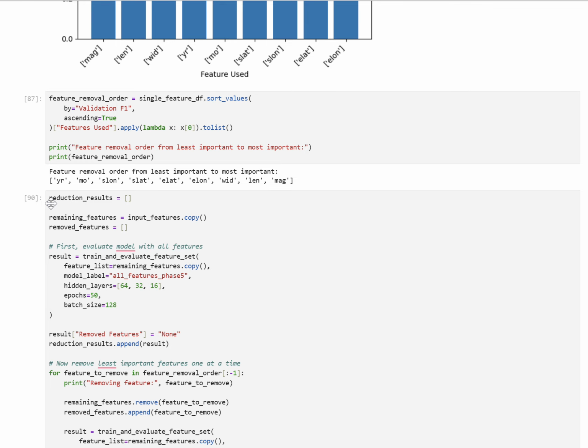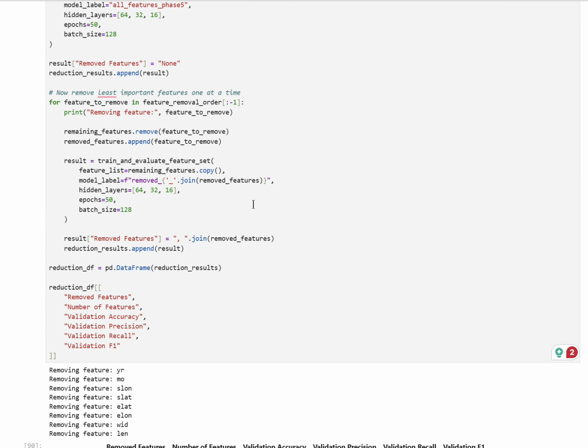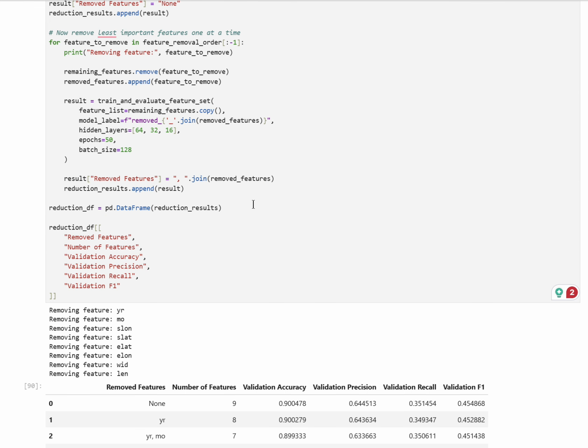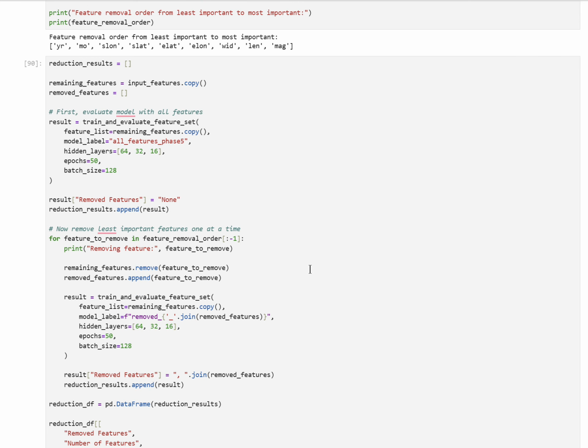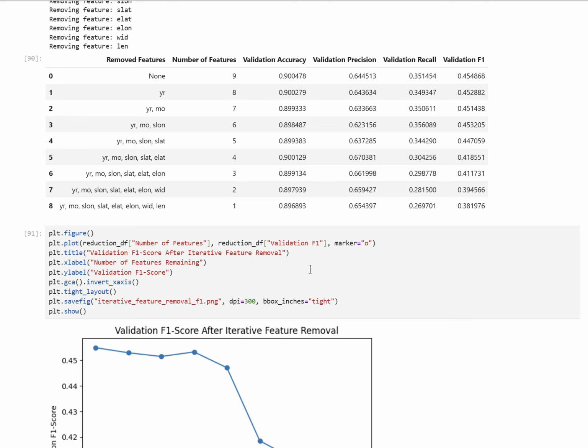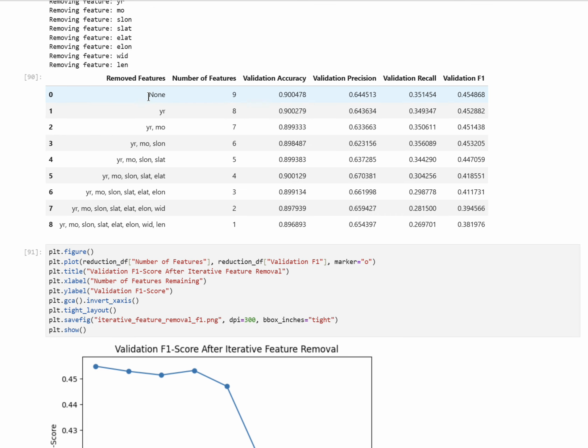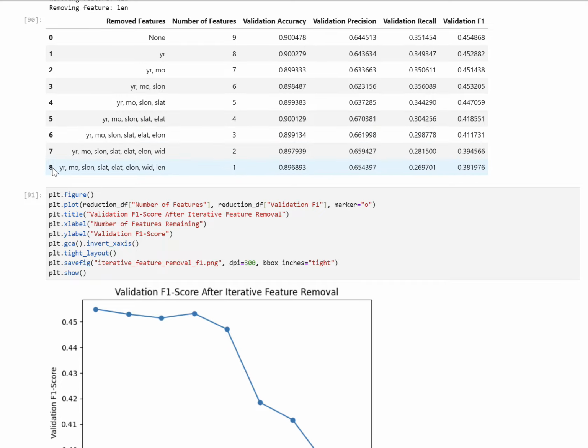So I wanted to figure out this feature removal order from least important to most important. These were the least important and these were the most important. So the goal was that every single time I would remove one input and redo the neural network. I would make it relearn everything. And what I determined was, after every single time, starting at none with 454, I removed year, month, SLON, starting latitude, starting longitude, ending latitude, all that stuff until eventually I removed, I think, 8 or 9 features.